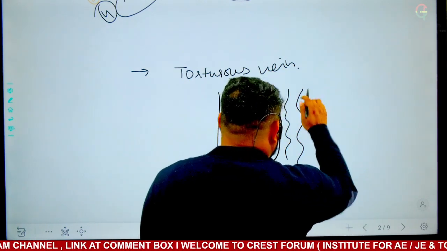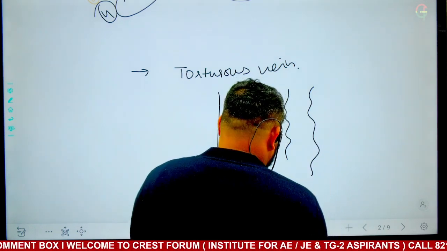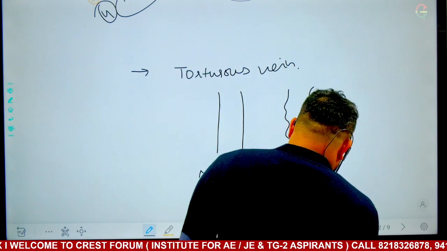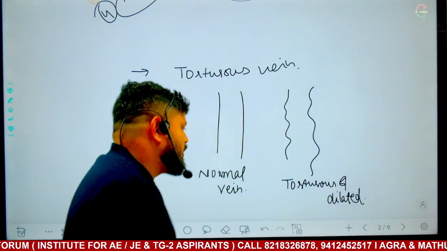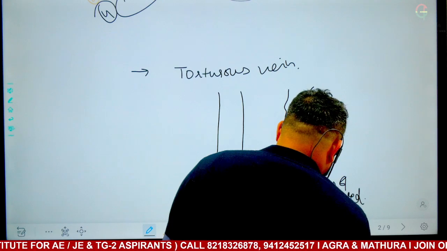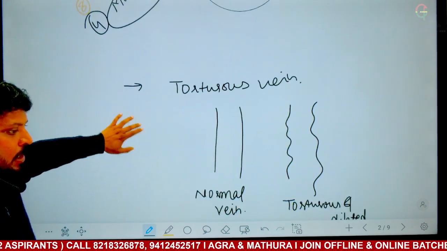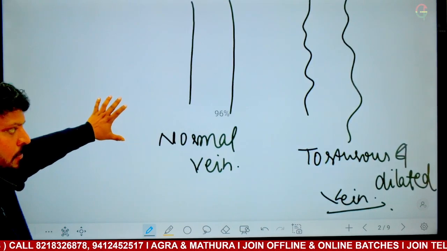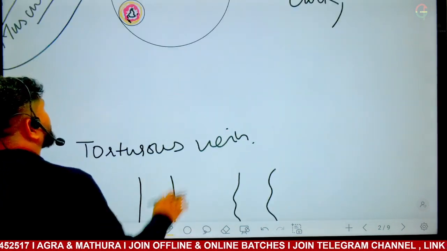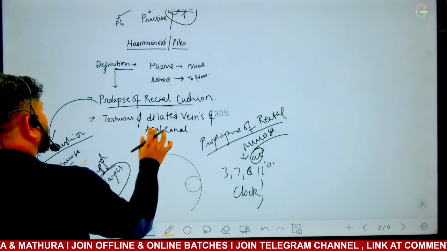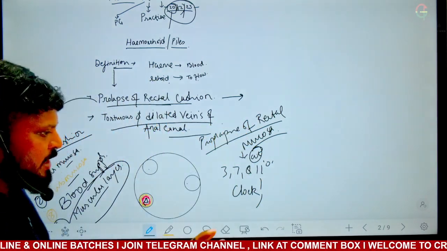This is tortuous and dilated. Okay? Are you getting? I think I am making everything very clear. Normal, tortuous or dilated veins. Now the definition is clear. The definition is the prolapse of the rectal cushion and the tortuous and dilated veins of the anal canal. I've made both the definitions clear.